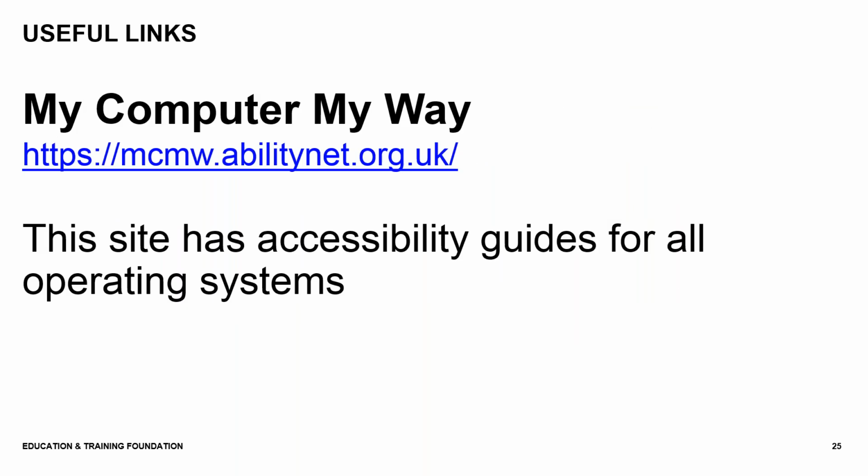So we're going to end with a few useful links. The first one, and probably the most important one, is called My Computer My Way. This is a site made by an organization called AbilityNet, and all of the settings that I've talked about today and loads more are detailed on this site. If you want to know how to change the pointer size in Windows, but you don't want to watch this presentation again, go to this site and it will take you through it step by step. If you want to know how to do that zooming thing I showed you on iPad, it tells you on this site. It has all the normal operating systems that you come across and all of the accessibility settings. So it's well worth a look.